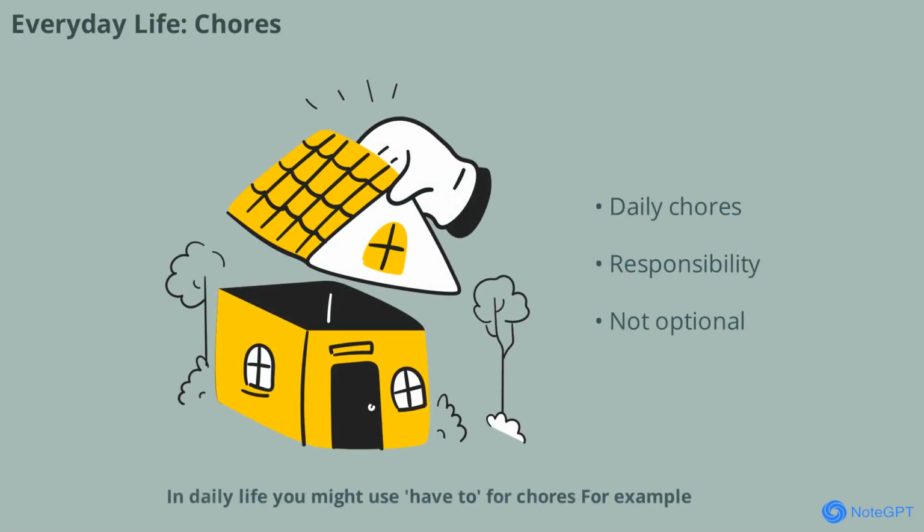In daily life, you might use have to for chores. For example, I have to do the dishes. This means it's your responsibility, maybe because it's your turn or part of your routine. Using have to here shows that it's not just a suggestion, it's something you need to do.